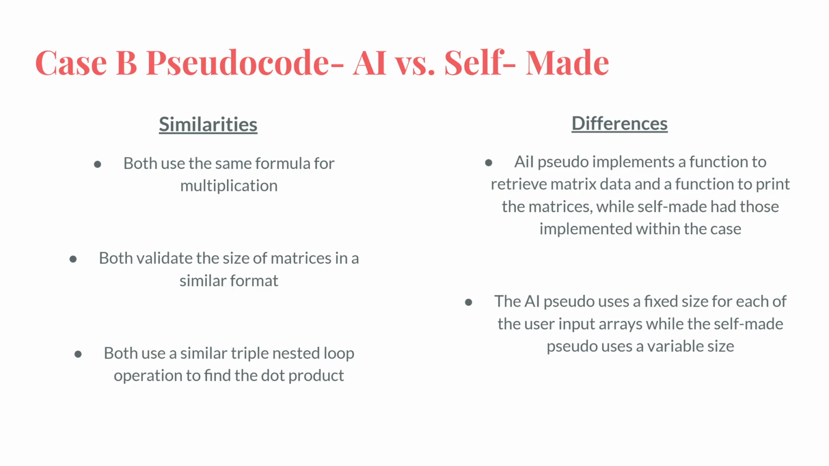And the AI pseudocode used a fixed size for each of the user input arrays, while mine uses a variable size. The AI pseudocode had a more clean printout of the matrices than I did, including the lines and some extra spacing to make it more readable for the user.